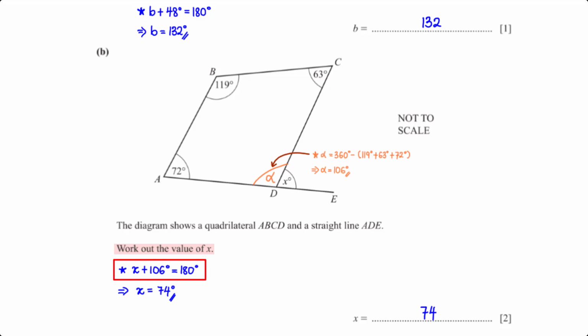So we have x plus 106 degrees equals 180 degrees. When we subtract 106 from both sides, we get 74 degrees.